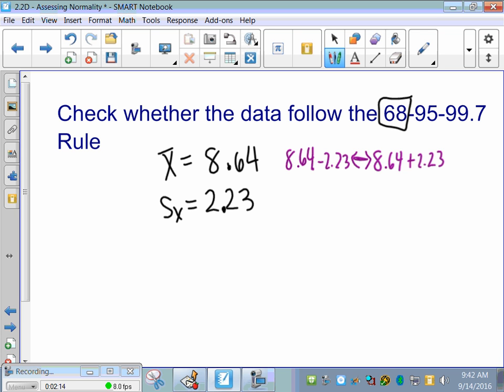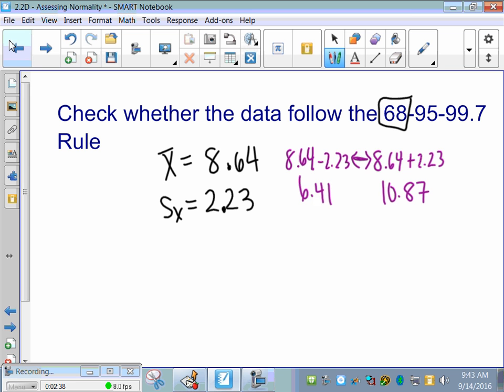If it's normal, then approximately 68% of the data is between one standard deviation above and one standard deviation below. So if we subtract, we get 6.41 and 10.87. Alright, so in between this percent and this percent should be 68% of the data.